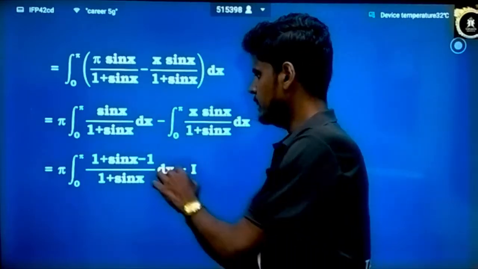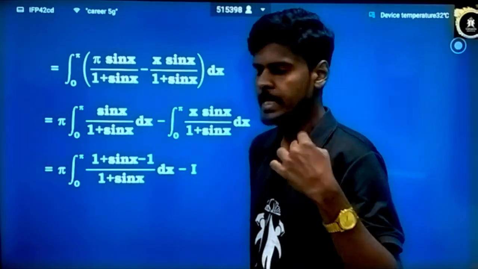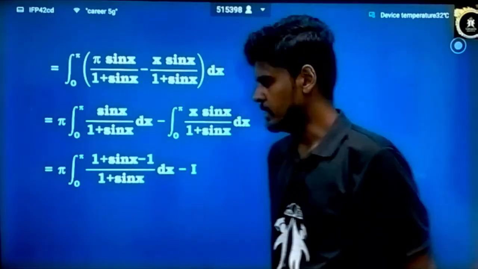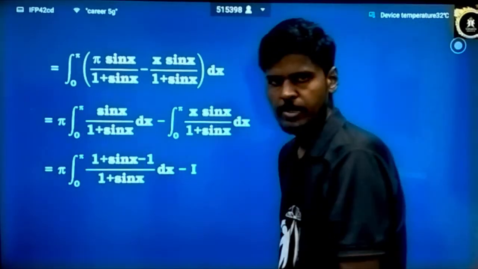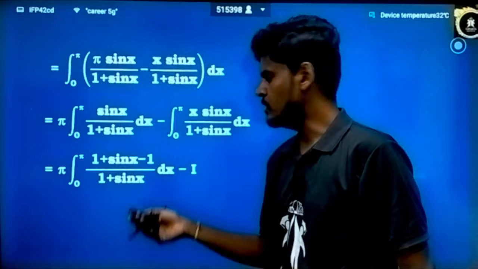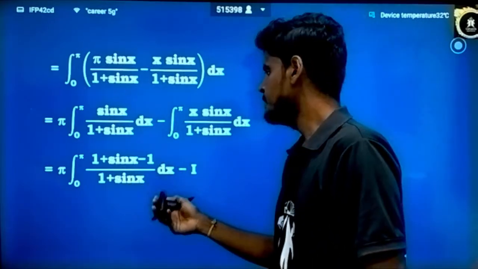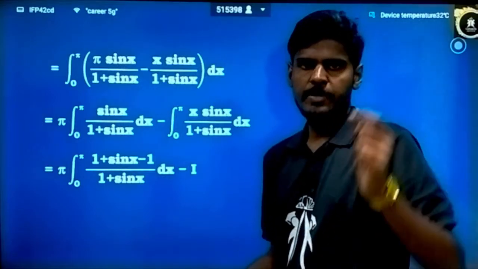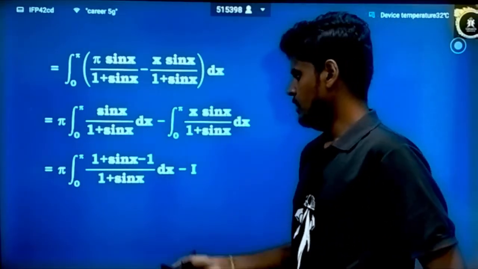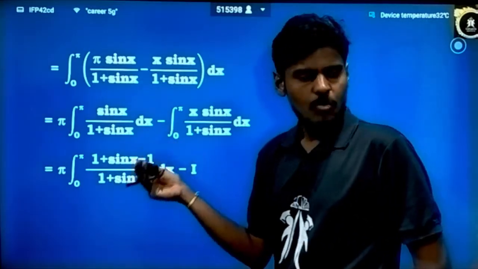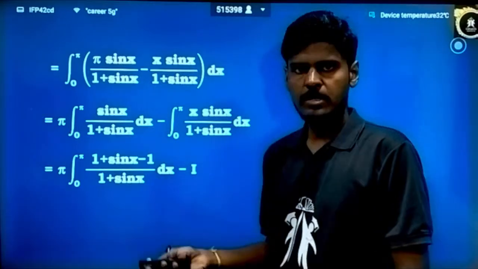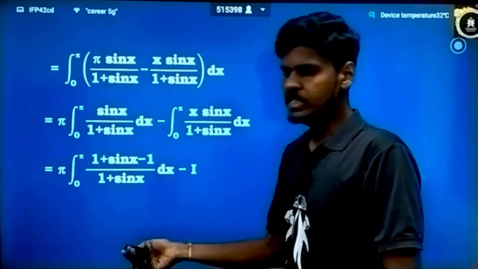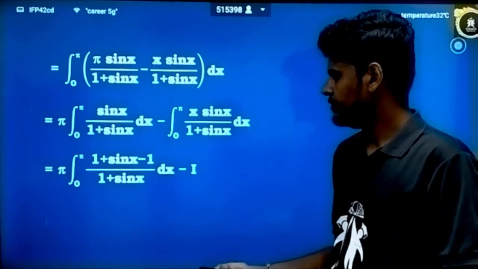How to integrate this? Here in the denominator we have 1 plus sin x. So what we will do is add and subtract 1 in the numerator. Then this 1 plus sin x term will get cancelled in the first integral. That will be integral dx, which is x. The second integral is minus of integral 1 by 1 plus sin x. We have solved this question already. What we did? Take the conjugate 1 minus sin x, multiply and divide in the numerator and denominator. We will get 1 minus sin x by cos square x. The procedure is the same, easy.